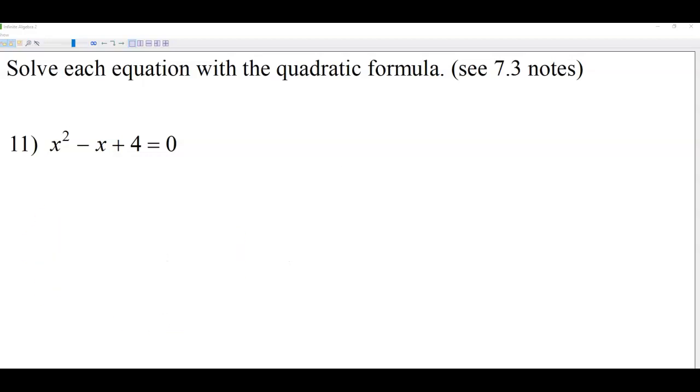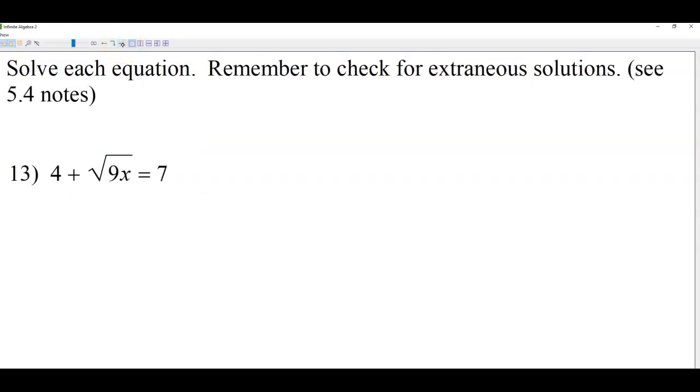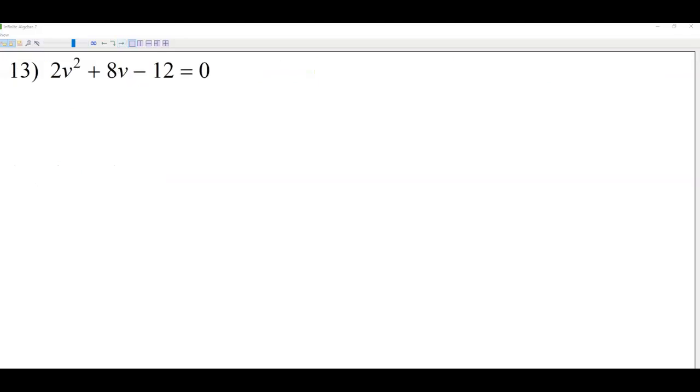Okay. Let's go ahead and take a look at another problem, number 13. For number 13, we have another quadratic formula problem. This one turns out a little bit different, has a few extra steps in it, so that's why I included it. The a is 2, the b is 8, the c is negative 12. So let's go ahead and begin.